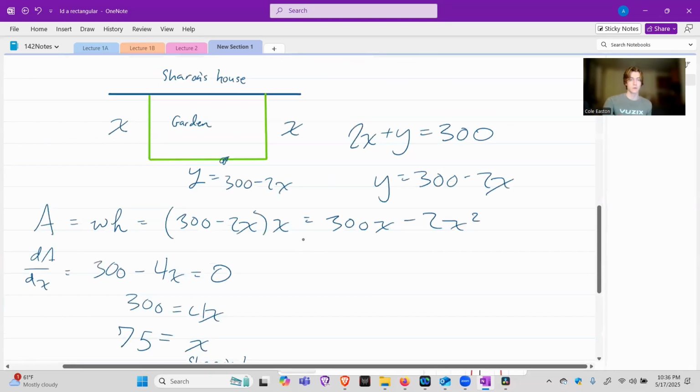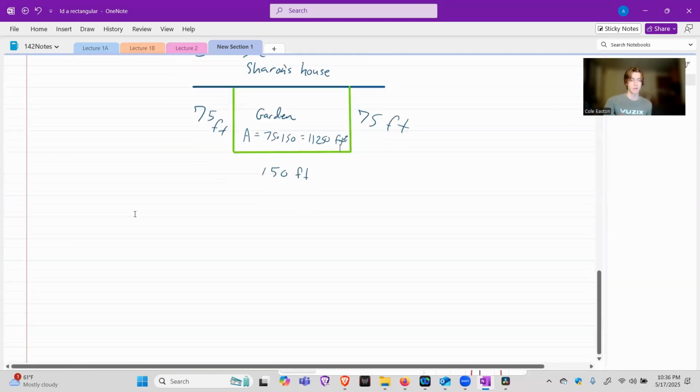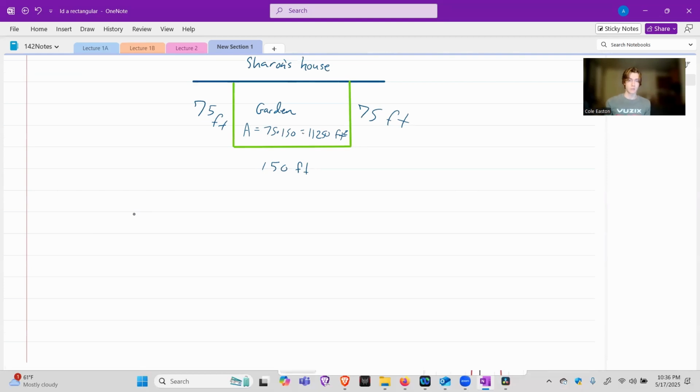And if we, again, look at exactly what the problem is asking, it says, what is the greatest possible area? And so our answer is going to be that area. So it is 11,250 square feet.